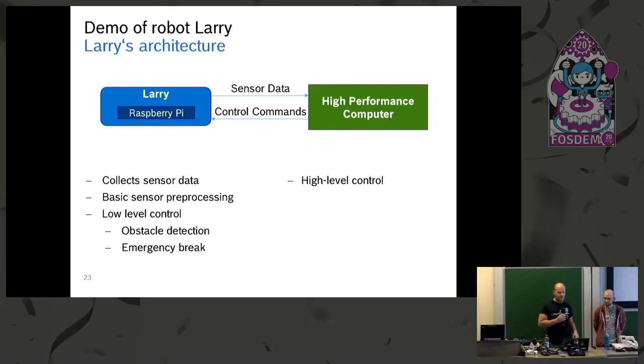And this is done also on the Raspberry Pi and not transmitted to a computer, the high-performance computer here. And also some low-level control, like when Larry is driving against the wall, you have to stop him, and therefore this is also done on the Raspberry Pi locally. But the high-performance computer should perform a high-level strategy.